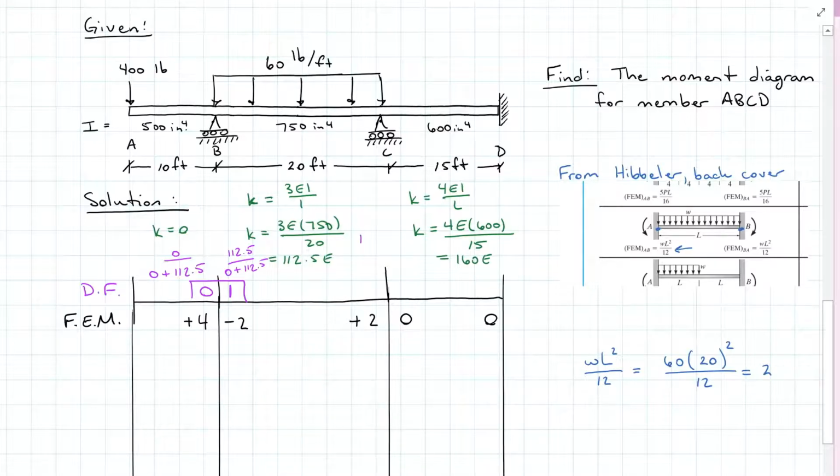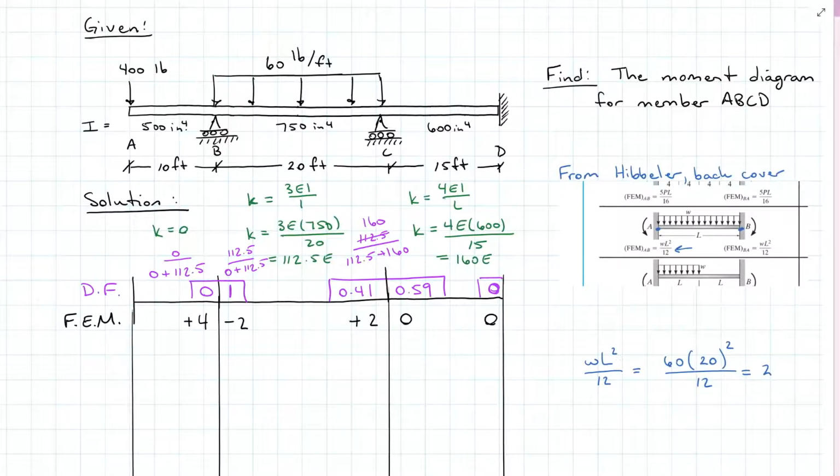For C, I have 112.5 over 112.5 plus 160. And you're noticing I'm not writing the E's because they divide out, okay? So we have 0.41 on the CB side. And then coming over here and switching this with 160, we have 0.59 on the CD side. D is a fixed end, so I don't need to distribute anything away, so its distribution factor is 0.